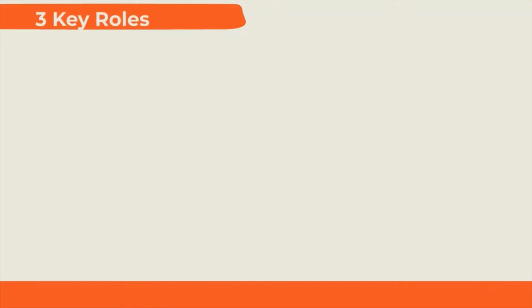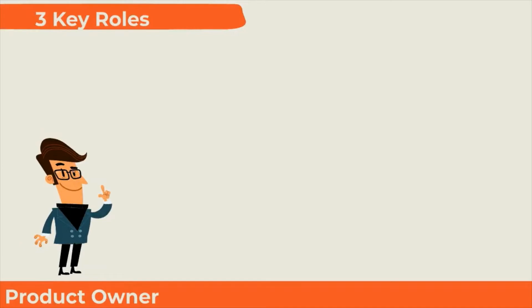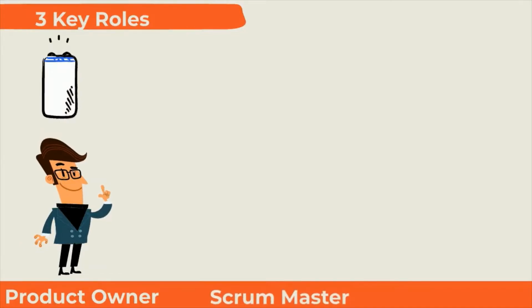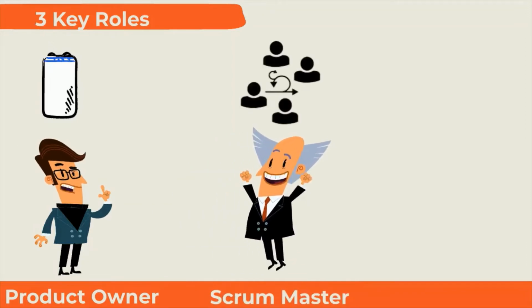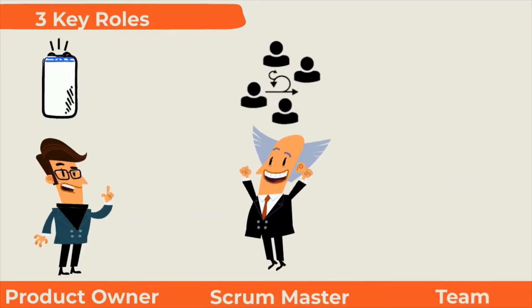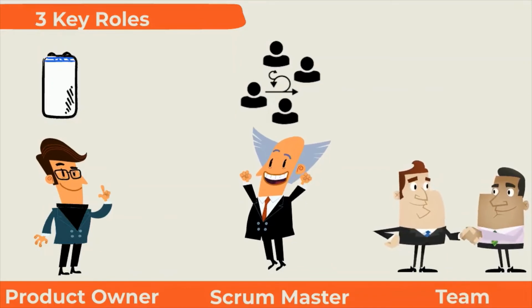In Scrum, there are 3 key roles. First is the product owner. This person is responsible for defining the features of a product. Then we have the Scrum Master. This person protects the team and its processes, like running the meetings and keeping things going smoothly. Then we have the team. This includes developers, testers, writers, and anyone involved in developing the product.